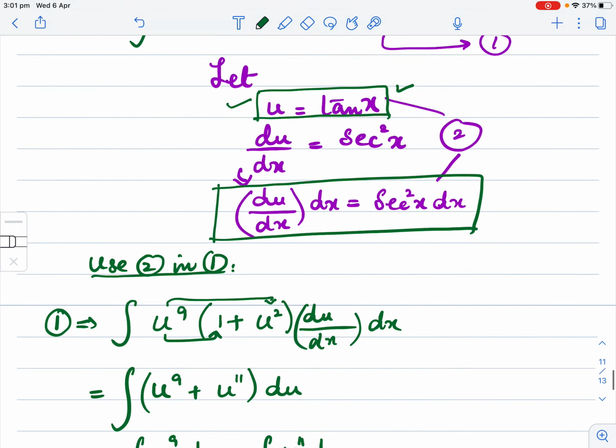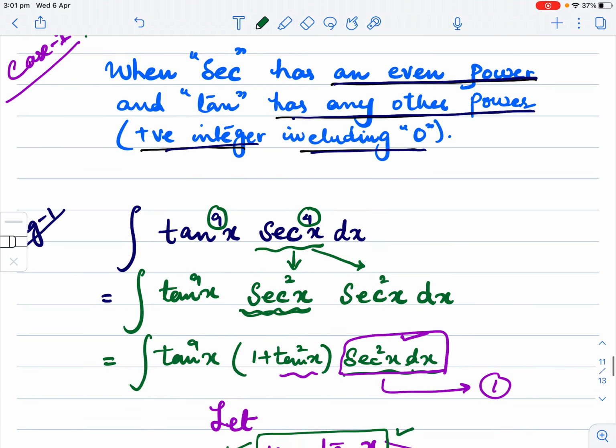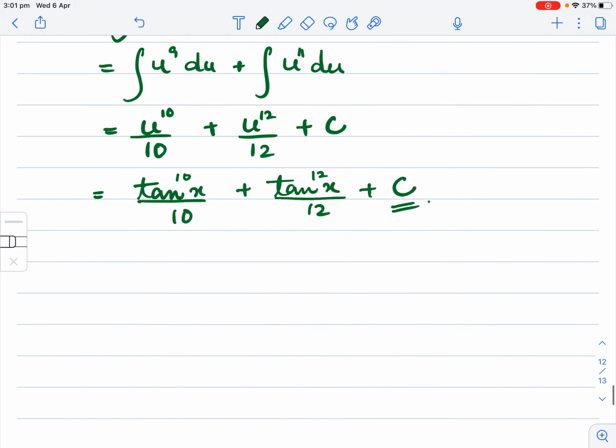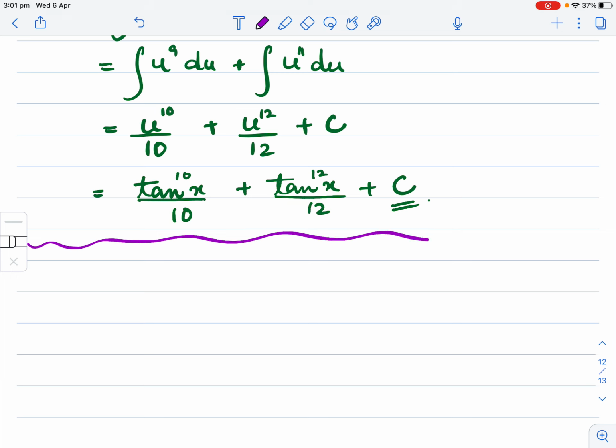Alright, so this is the first example of this case in which you can see sec has an even power and tangent has any other power, a positive integer. In this case the power was 9, which was odd. I can give you another example so that you can understand more.